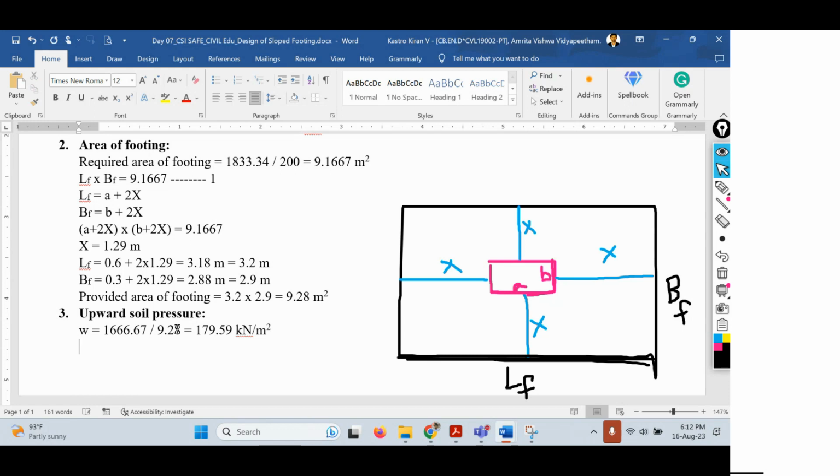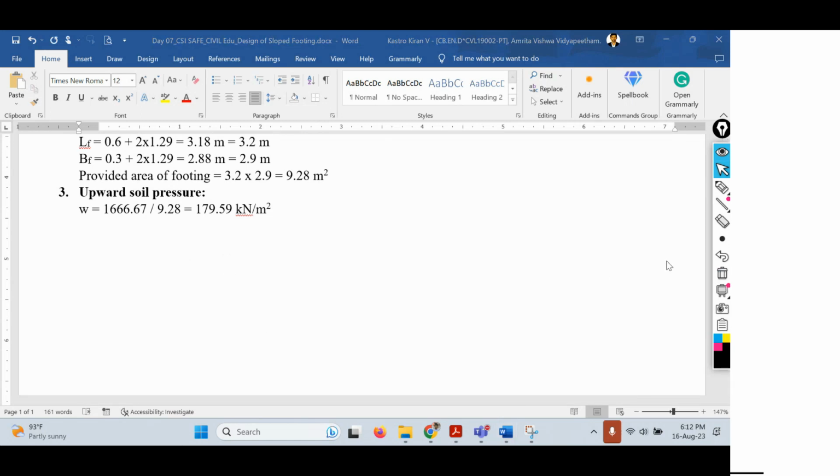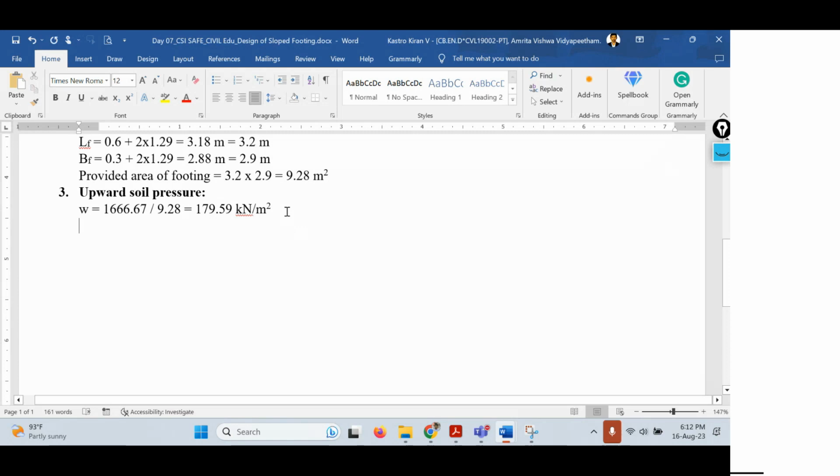So from this net upward soil pressure, the next parameters we have to find out. What is the next step? The next step is the depth required for flexural criteria. So we have to find out the depth based on flexural criteria and also based on shear criteria as well. Before doing this, we have to remember a couple of points while designing the rectangular sloped footing or trapezoidal footing, you can say. Let me delete this diagram.